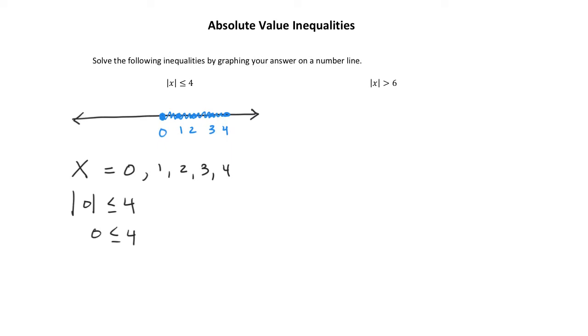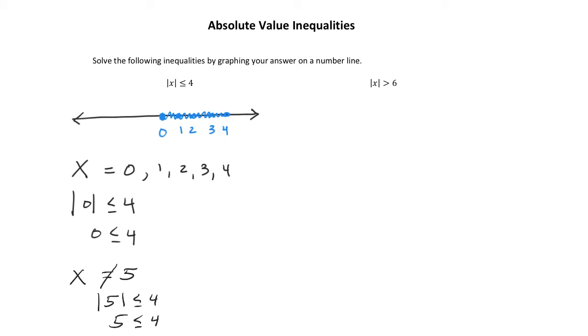But if you try something like 5, at 5, it is no good. So ones that don't work, like 5: the absolute value of 5, is that less than or equal to 4? Well, no, because this is a false statement, so no good.